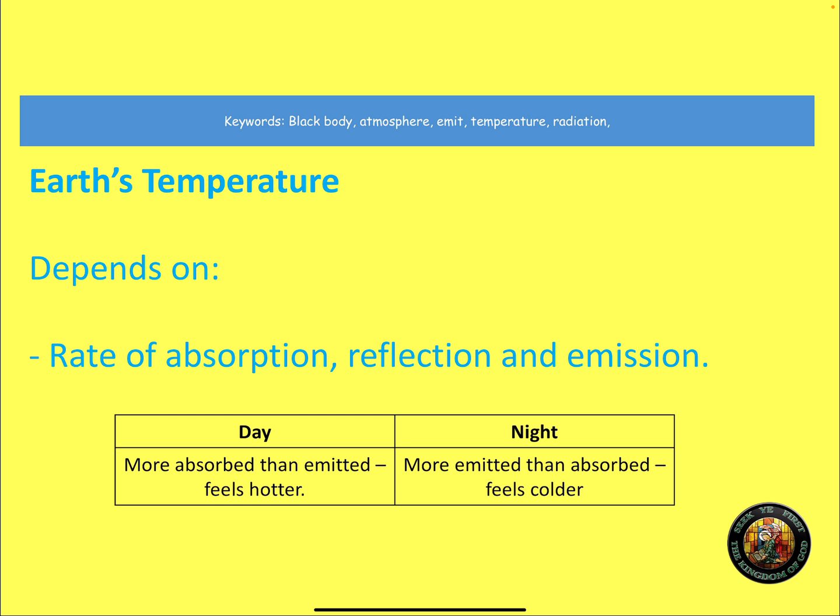Now, the Earth's temperature depends on the rate of absorption, reflection, and emission. During the day, more is absorbed than emitted, so it feels warm. At night, more is emitted than absorbed, so it feels colder.